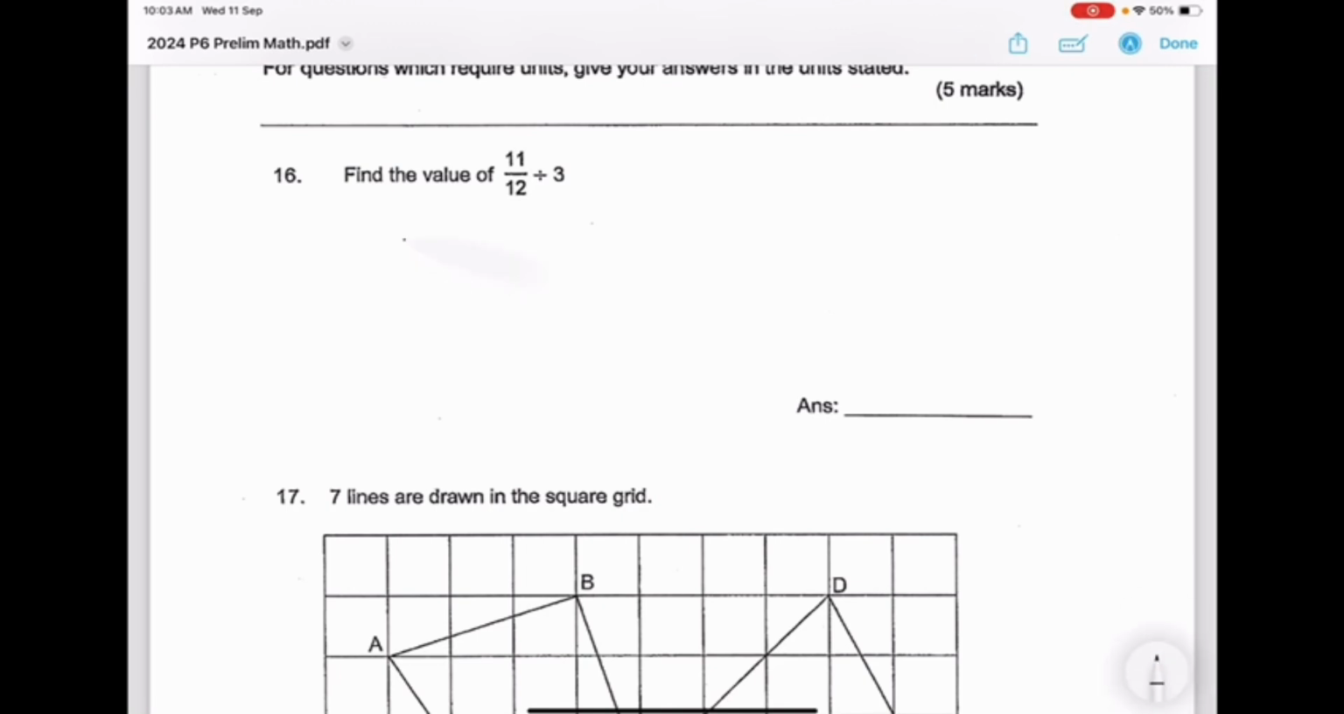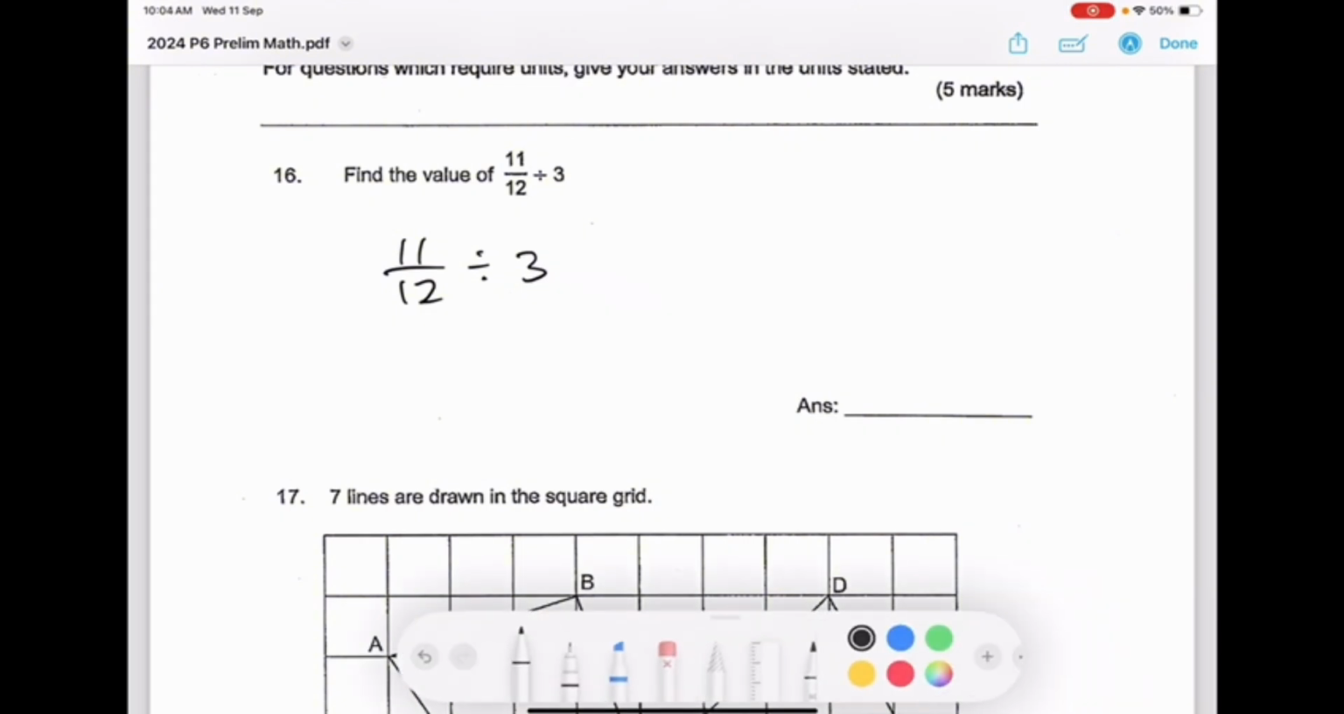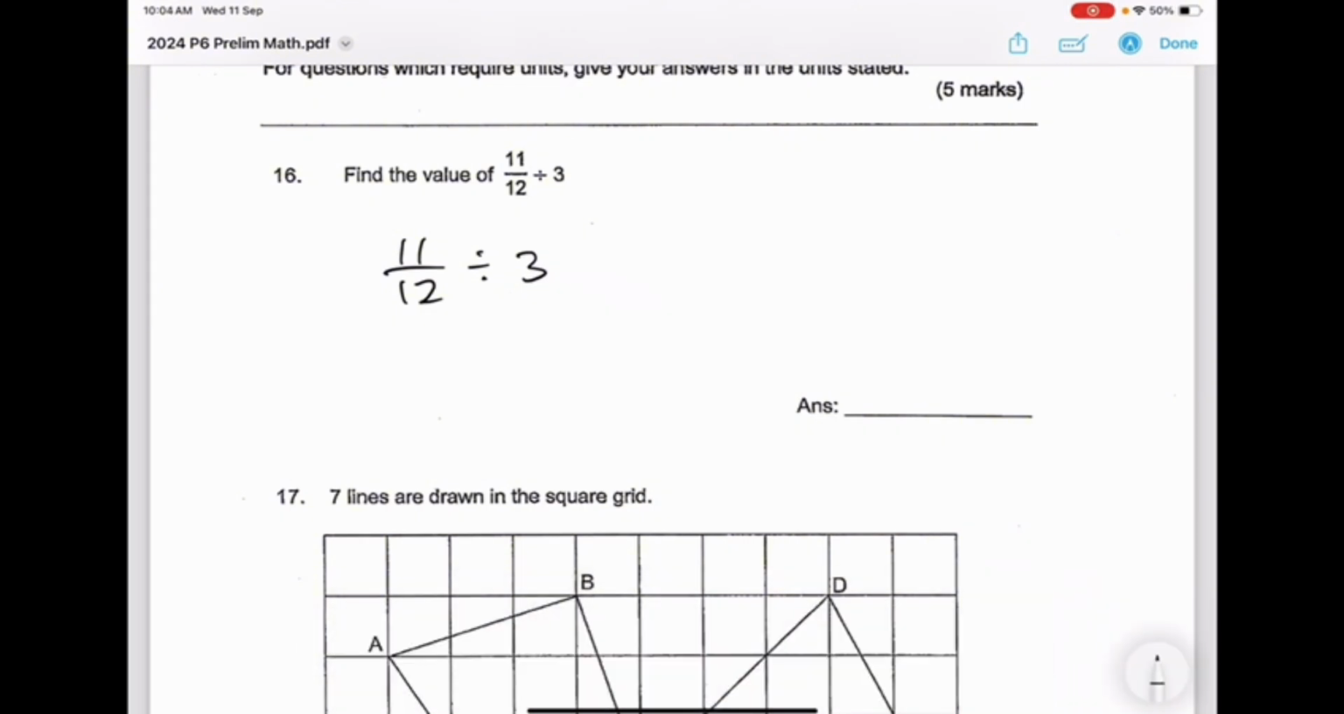What we want to do first is just to write it down. There are a few changes I want to make with this. First thing I want to do is to change my whole number into a fraction as well. So instead of 3, I want to write it as 3 over 1. What's next? I want to flip the sign. Instead of divide, I want to change it to multiplication, times.